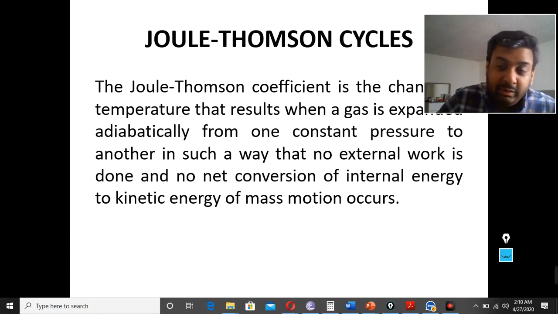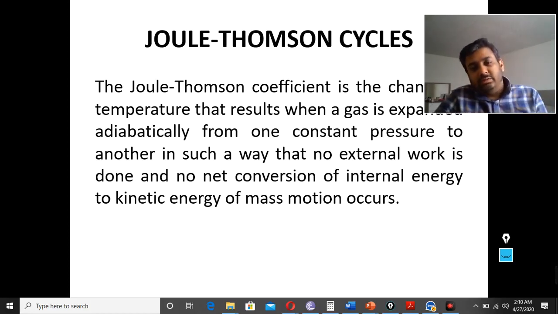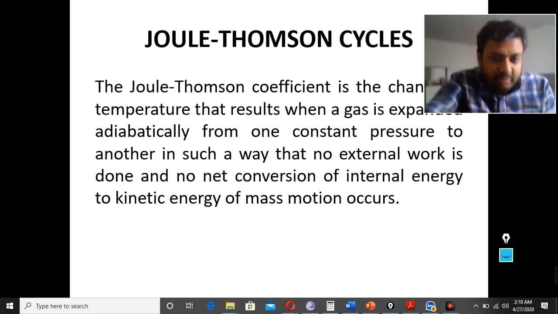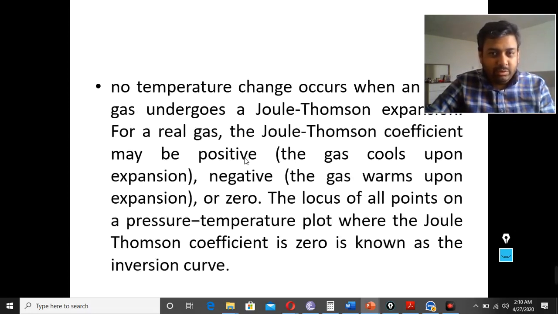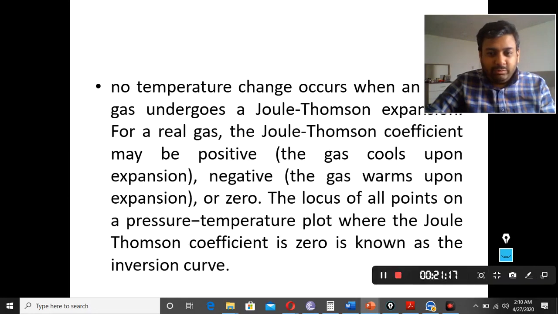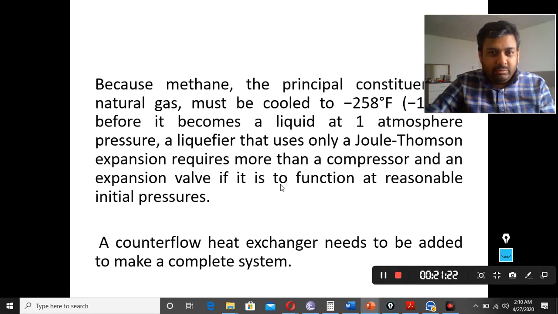So we keep the pressure constant, and we expand this gas under constant pressure. When the gas is expanded, it cools down and it can form liquid at the same time. The Joule-Thomson coefficient may be positive, meaning the gas cools upon expansion. That's what the process is.